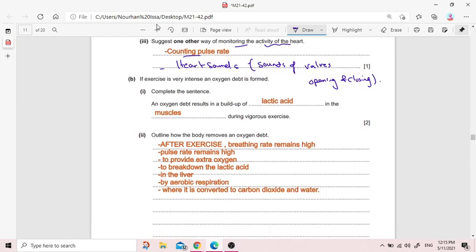B. If exercise is very intense, an oxygen debt is formed. The oxygen debt results in the build-up of lactic acid in the muscles, or you can say in the blood, because it diffuses from the muscles to the blood during vigorous exercise. Outline how the body removes the oxygen debt. We solved this question before. How is the oxygen debt removed?